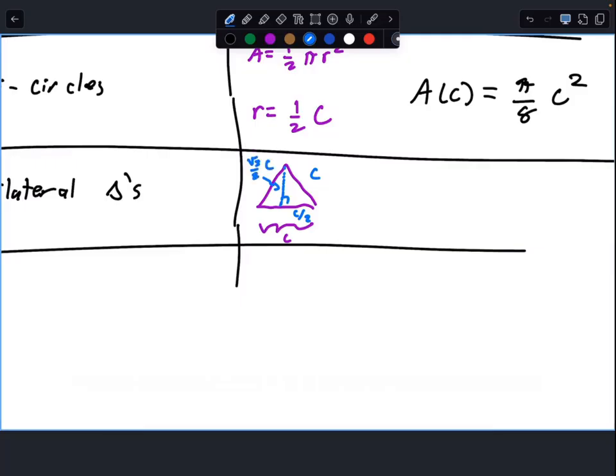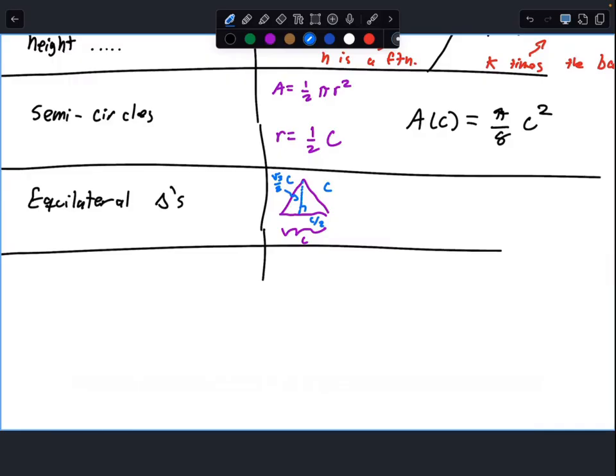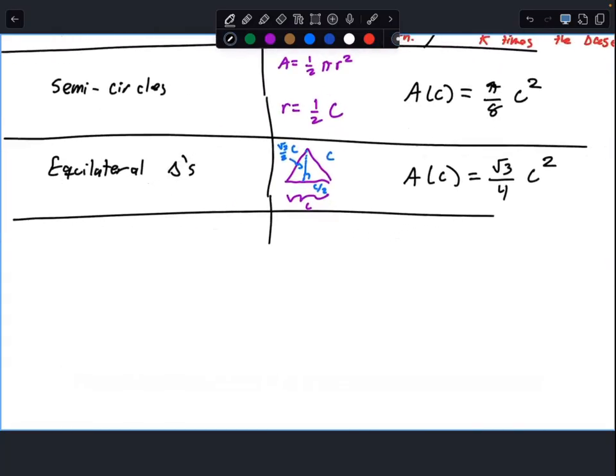Square root of 3 over 2, right? C times the square root of 3 over 2, 30, 60, 90. And so this is why the formula is as it is. The area as a function of C is square root of 3 over 4, because area equals 1/2 base times height. So the 1/2 times the square root of 3 over 2 gives you square root of 3 over 4 times c squared. Again, the only thing that changes is the coefficient.